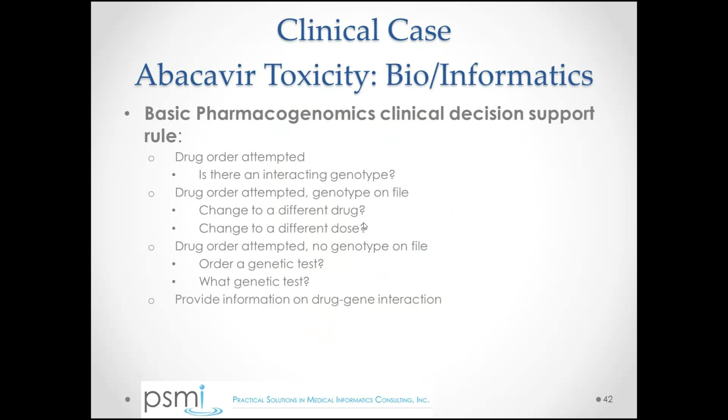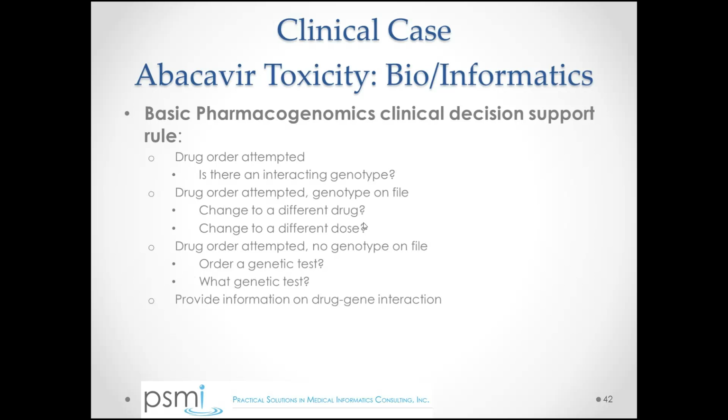So let's take a look at some of the bioinformatics aspects. And what I've shown you here is a basic pharmacogenomics clinical decision support rule. And this is the type of rule, for instance, that might be applied at order entry. And it might be applied to any drug. Okay, it's kind of a general rule.